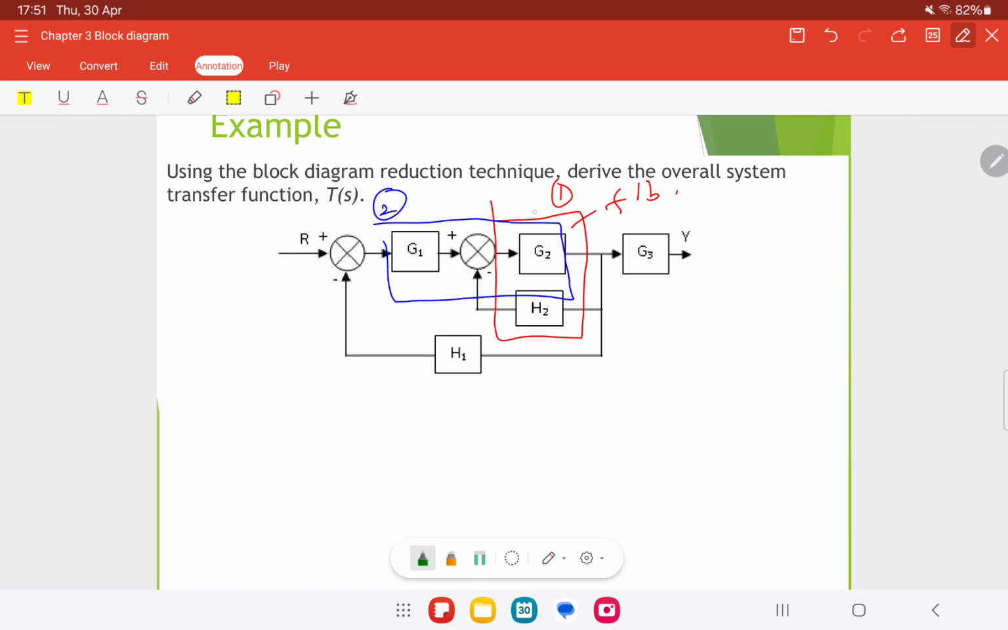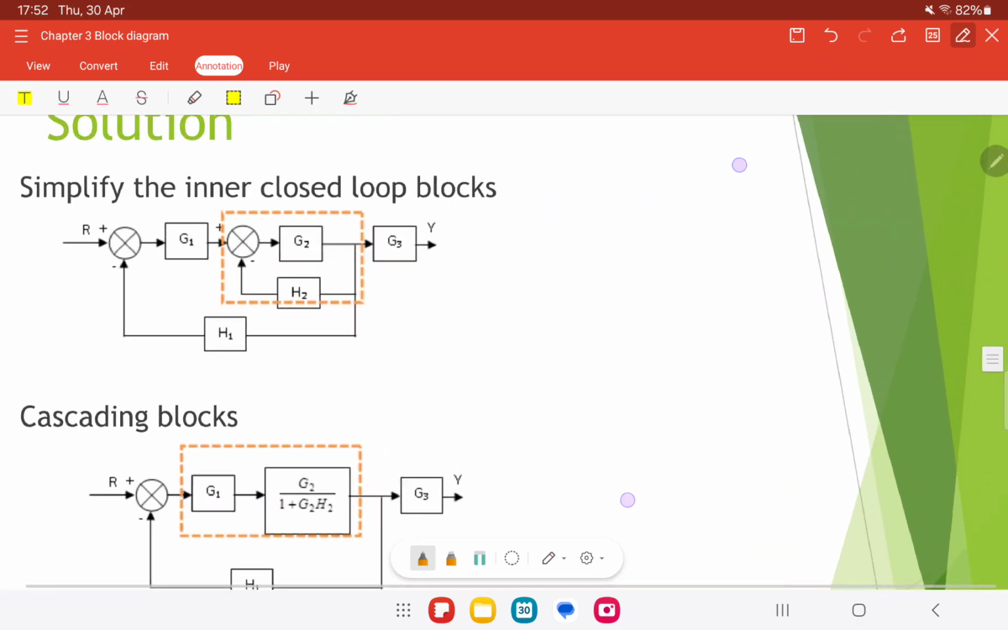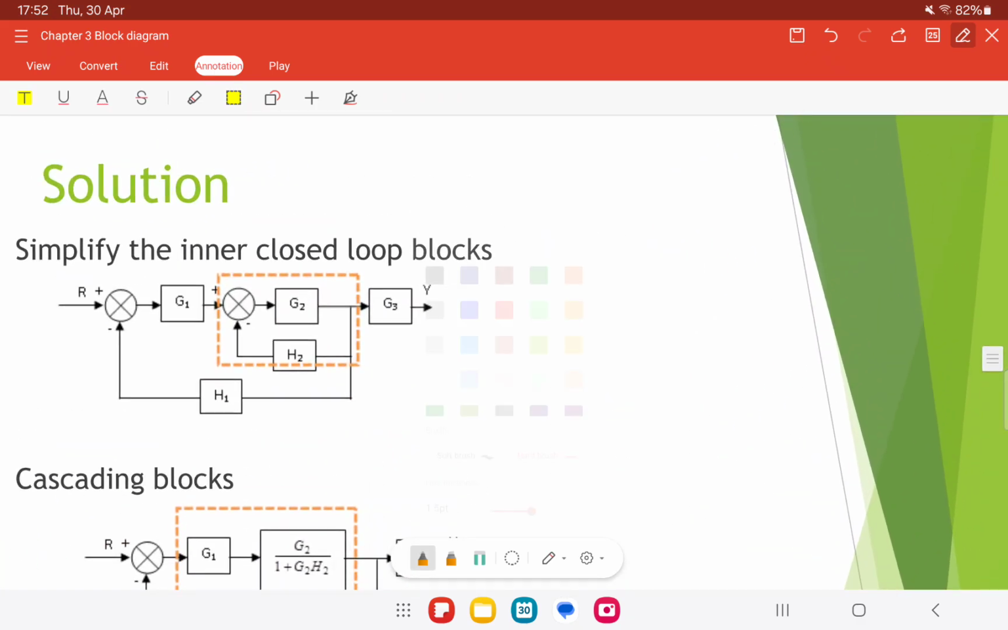Alright, after the first step, the red box, we settle the feedback G2 with H2, and then the second step is cascade with G1, and then the third step is to solve with the H1. So this is the third step. The fourth step is parallel with this G3, the fourth step. Okay, so let's see. Right, so this is the first step.